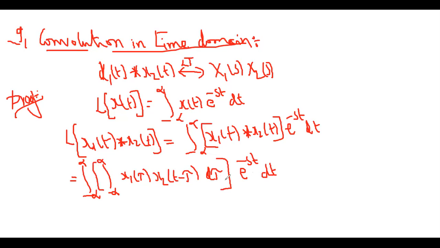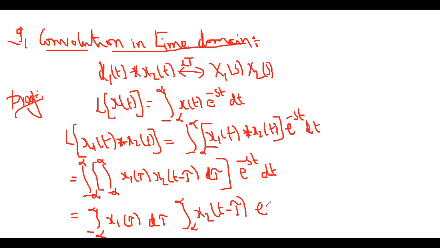x1 of tau, x2 of t minus tau, d tau. Got it? This is equal to the integral from minus infinity to infinity x1 of tau d tau, and the integral from minus infinity to infinity x2 of t minus tau e power minus st dt.